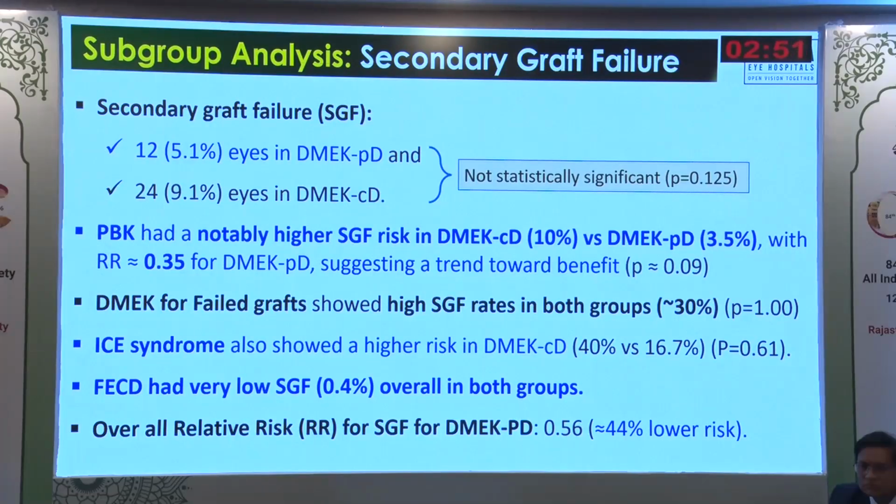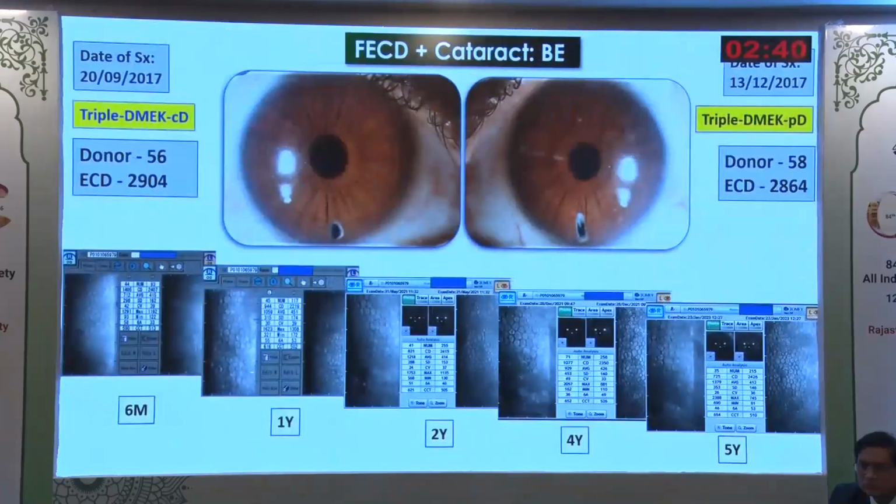If you look at subgroups, in the PBK group and the iris syndrome group, the DMEC-PD tended to perform much better. DMEC done for failed grafts were equally failing, and DMEC done for Fuchs were doing equally well. This is a representative patient where one eye was done central and one eye was done peripheral.